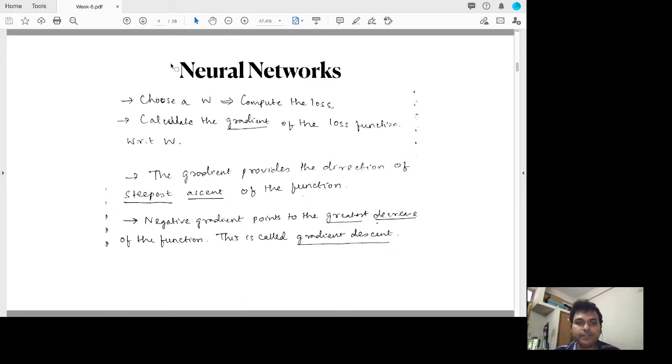Then what we do is we choose a W and we compute the loss. So for a given W, we will have some y hat. From that y hat, we'll compute the loss and we'll calculate the gradient of the loss function with respect to W. So the loss function will be something which you will decide.